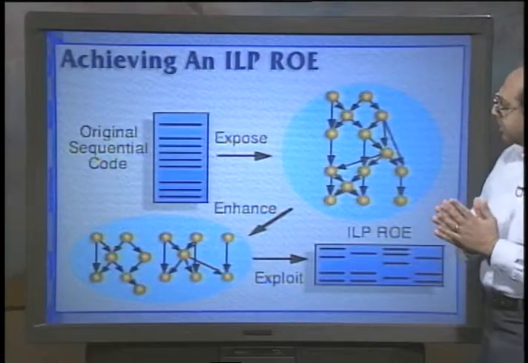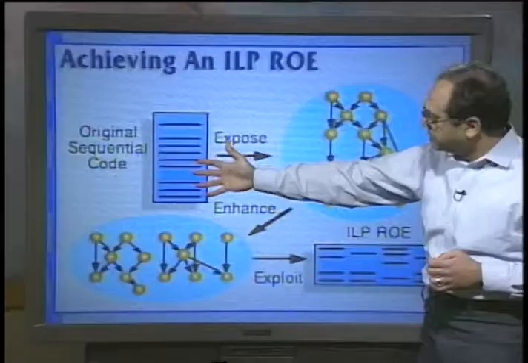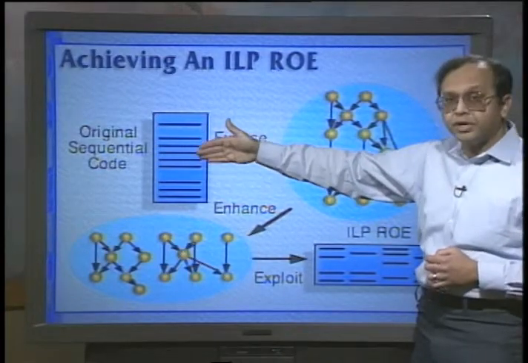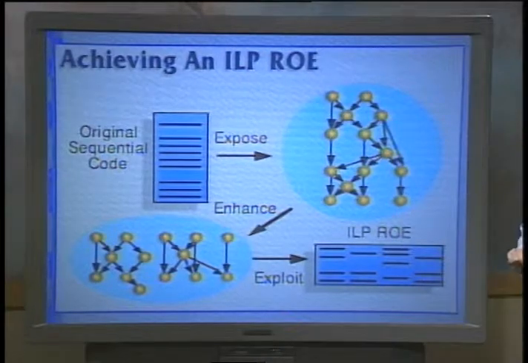Now, one way or the other, regardless of whether this is done by hardware or by software, there are three major activities that have to be performed. We start off with the original program, sequential code, where the default is that every operation is dependent on every other operation, unless we prove otherwise.